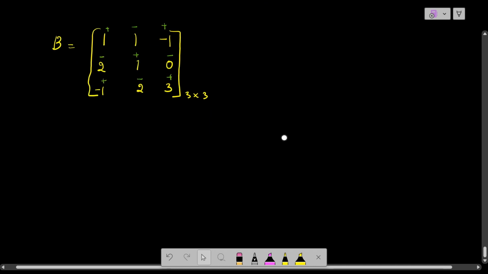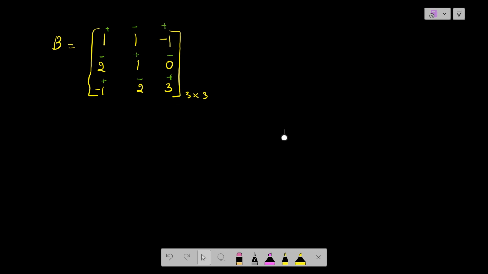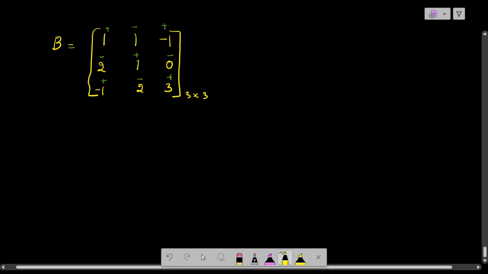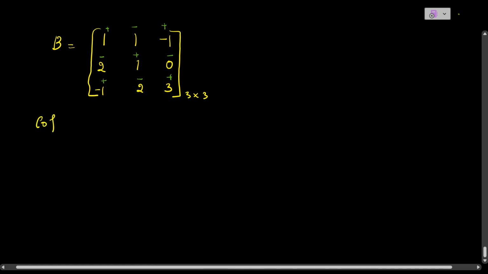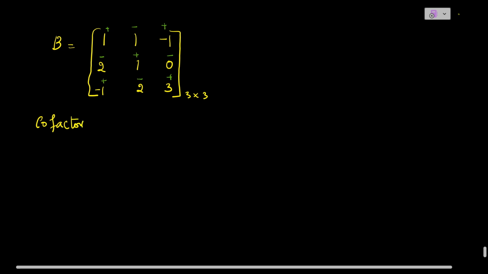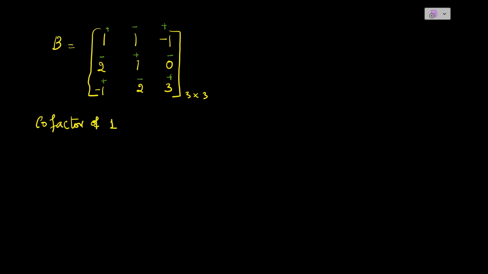So here it is, our 3 by 3 matrix. So how to find a cofactor matrix, students? Let us find the cofactor matrix now, okay? So the cofactor of 1, the first element I have taken, 1, okay? If you avoid the row and column of 1, the remaining determinant will be 1, 0, 2, 3. Understood? Now find its value. 1 into 3 minus 2 into 0, that is equal to 3 minus 0, that is equal to 3. Understood, students?